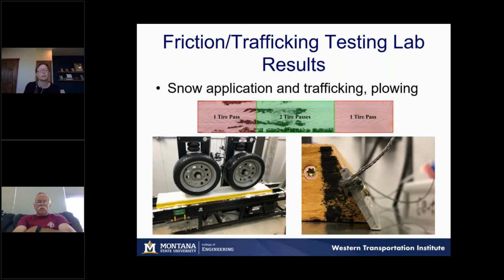What you can see here is the trafficking apparatus as well as the plowing apparatus. Essentially, in the trafficking machine the tires run across the bulk of the sample, but the middle part of the sample, shown in green, is where both tires pass, most closely mimicking what is seen on the road. And then the plow device on the bottom right-hand side is used, and the force to plow the snow off the pavement is measured.